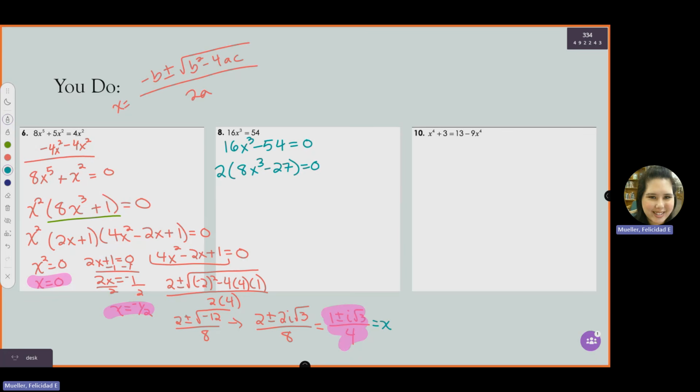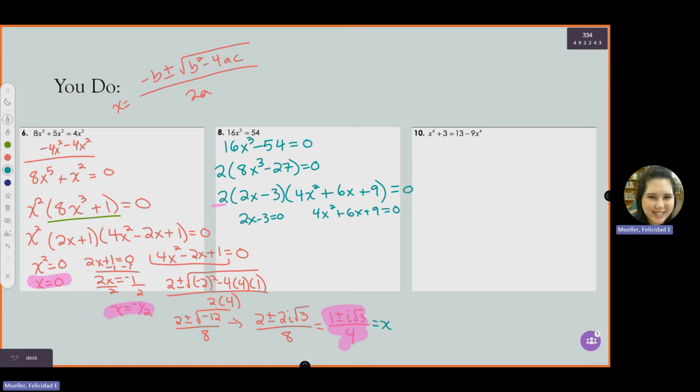This is the difference of 2 cubes, so this factors into 2 times (2x minus 3) times (4x squared plus 6x plus 9) equals 0. Since this 2 doesn't have a variable with it, nothing happens with it. We're not going to include it in our setup of setting equal to 0. We're going to do 2x minus 3 equals 0 and 4x squared plus 6x plus 9 equals 0.